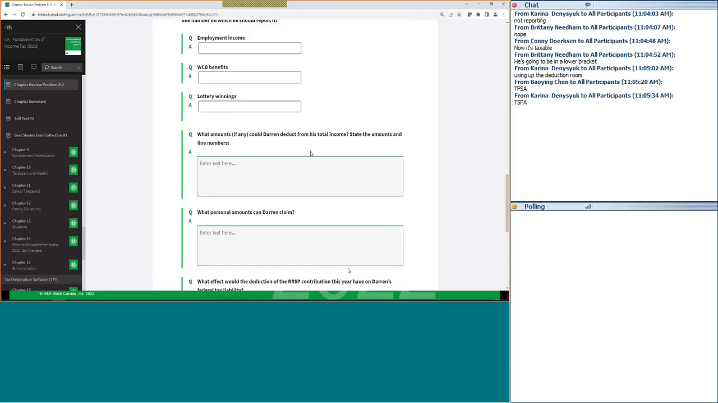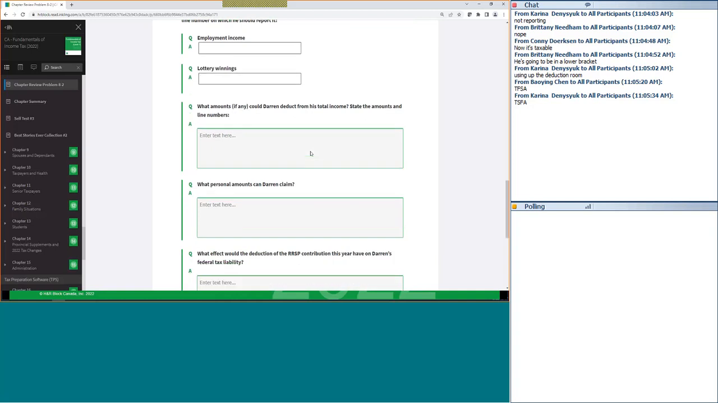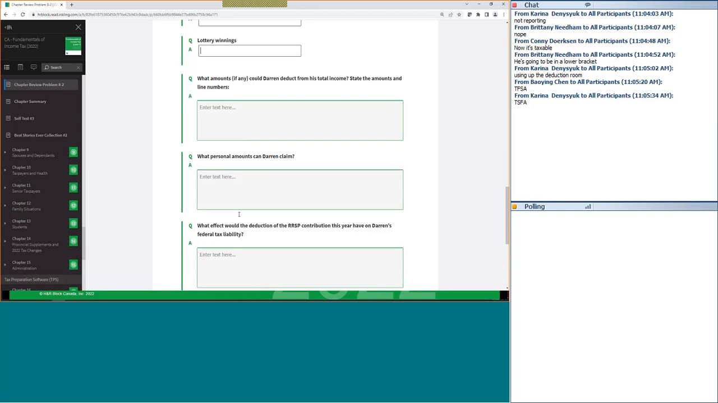All right, what amounts can he deduct from his total income? Well, we have an RSP deduction if we want to put in an RSP deduction. We have union dues, we have enhanced CPP, and workers' comp is a deduction from his total income as well. Personal amounts are going to be the ones that we expect. He'll have his basic personal amount, CPP, EI, and the Canada employment amount.